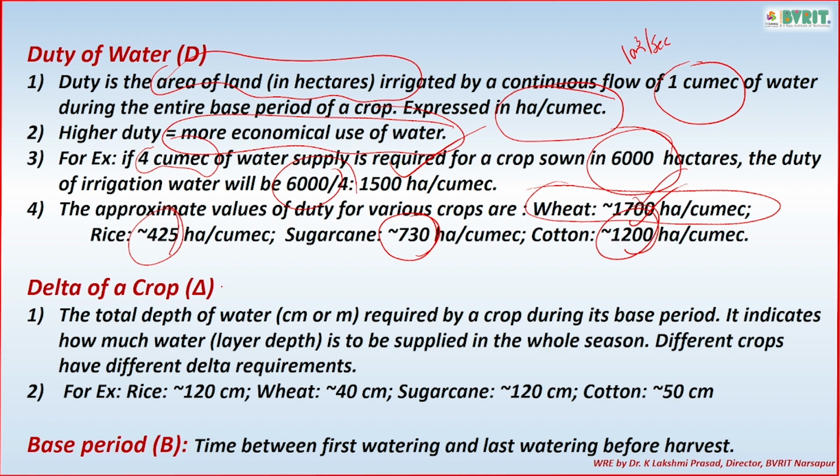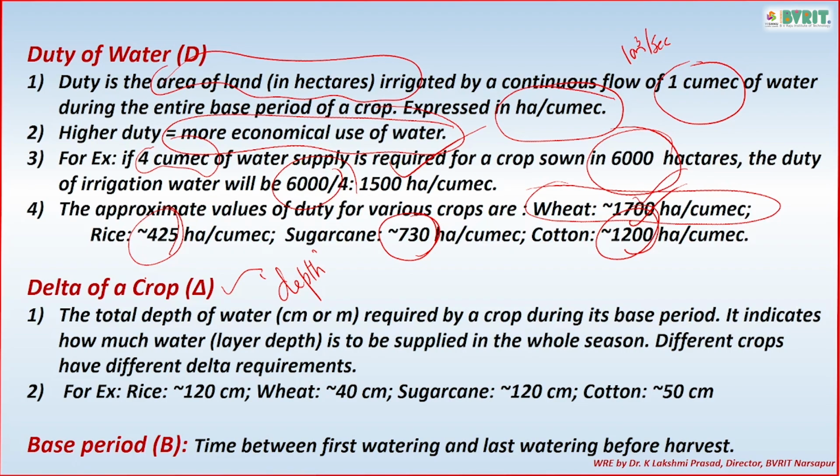Then the second definition, what is delta? Delta means depth. So it is the depth of water required by a crop during its base period. So during its base period, whatever is the depth of water that has to be supplied for growing the crop, that is what we call delta.